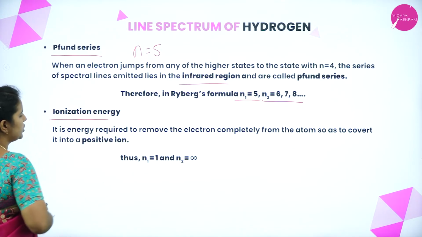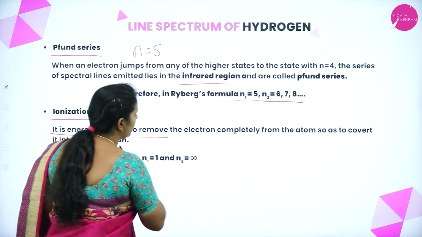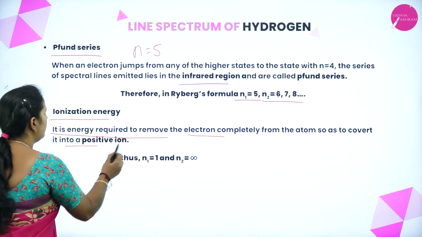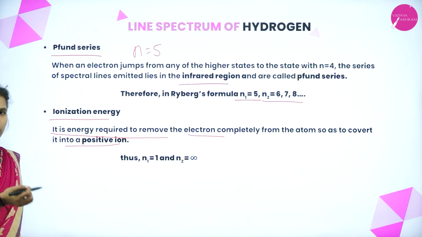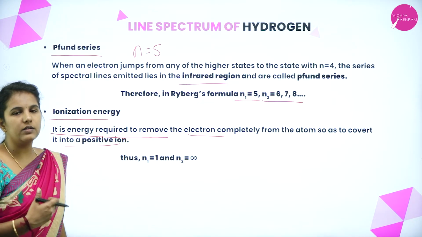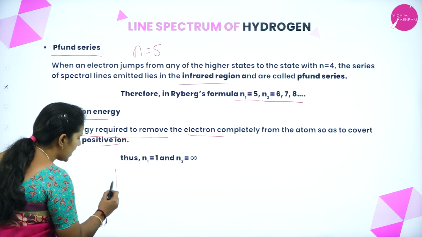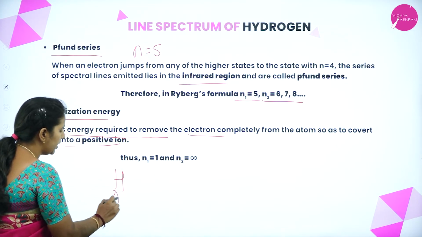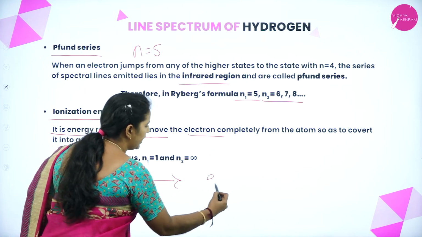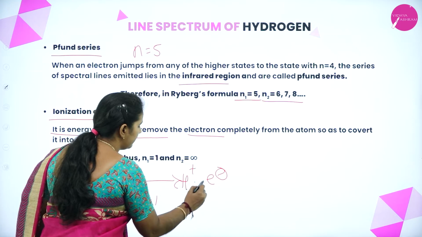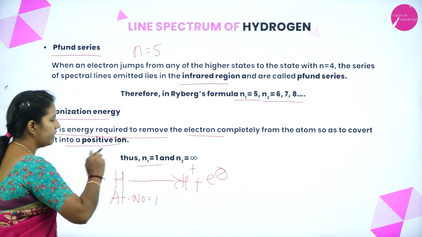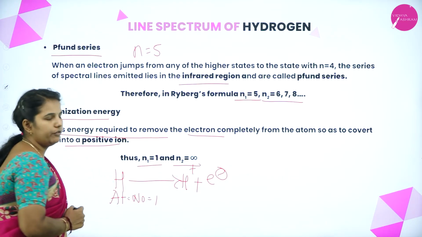Then what is the ionization energy? The energy required to remove an electron completely from an atom so as to convert it into a positive ion. Suppose you remove that electron completely from an atom, what will happen? The entire atom will gain a positive charge. For example, in hydrogen, we know that the atomic number is 1. Is it right? When it loses one electron, this hydrogen atom will gain a positive charge. In such cases, n1 will be 1, whereas n2 will be infinity.